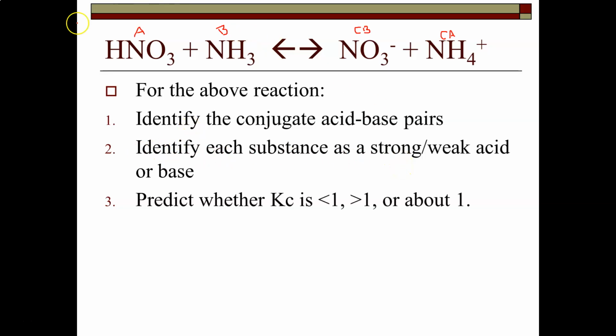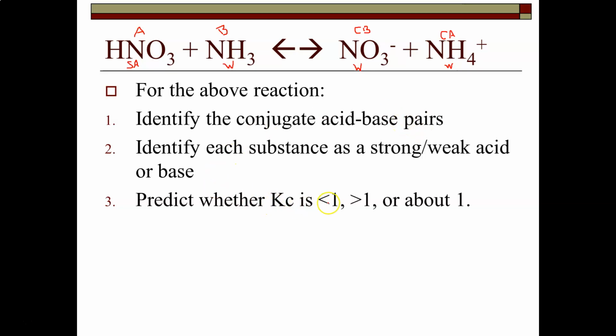Now identify each as strong or weak. This is definitely one of our top 7 strong acids, so the conjugate base is going to be very weak. Your base, NH3, is definitely weak. We talked about that in the last slide. So your conjugate acid will be weak. Simple.